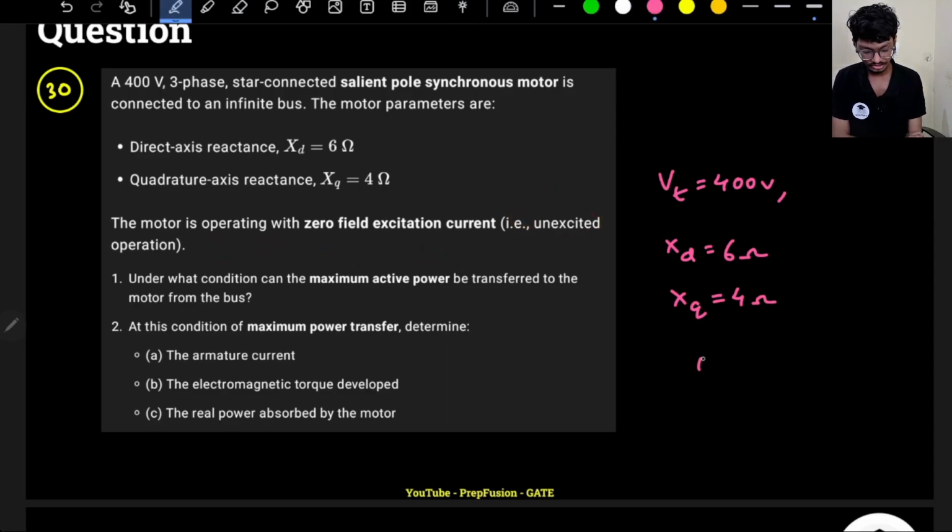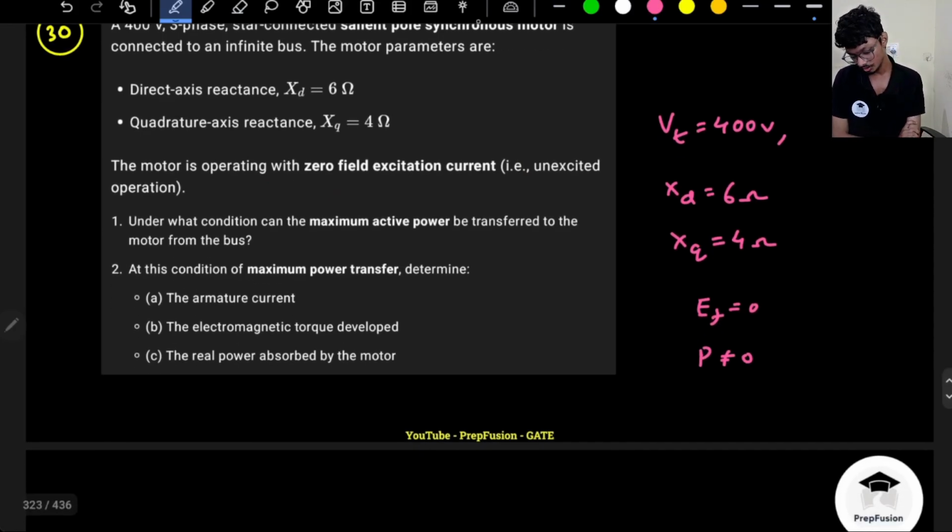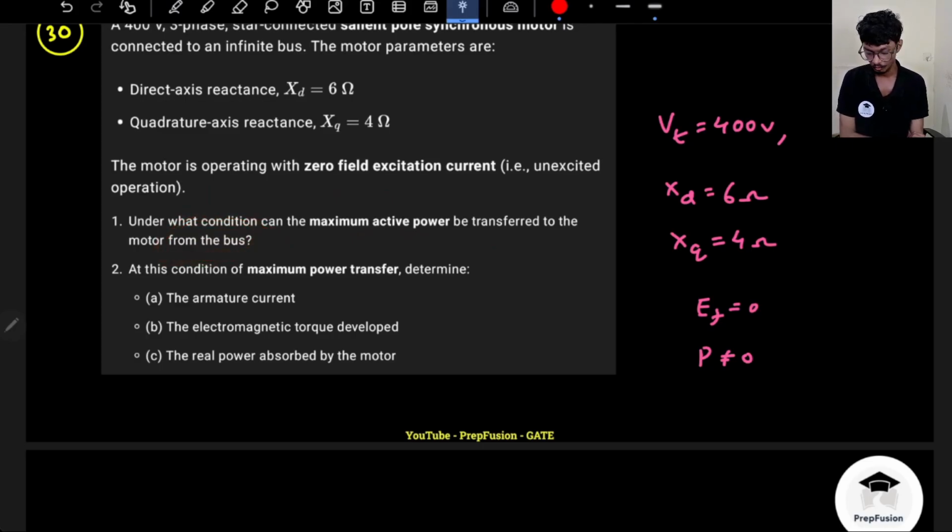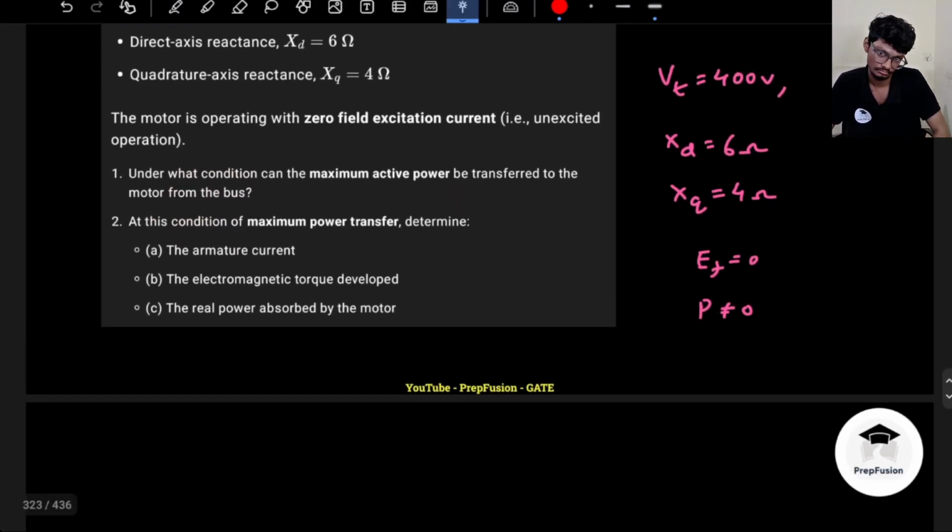If it is operating with zero field excitation, will the power be zero? No, right? Power will still not be zero. Why? Because I have reluctance power. Remember the formula for reluctance power. So in what condition can the maximum active power be transferred from the motor to the bus? What is the condition in which I can transfer the maximum power?